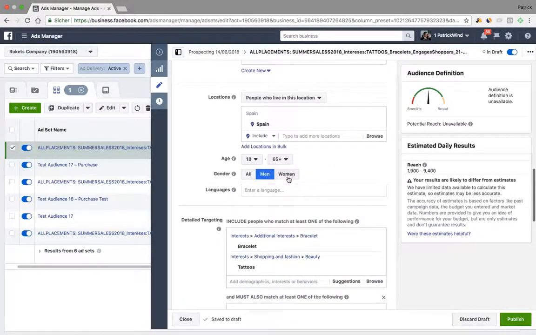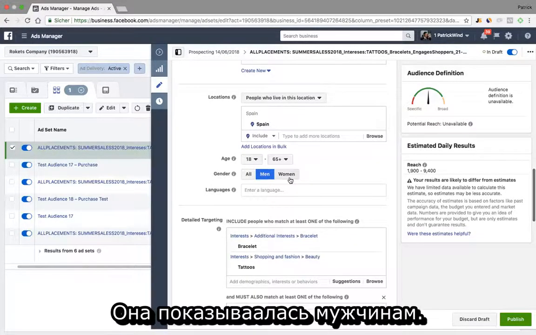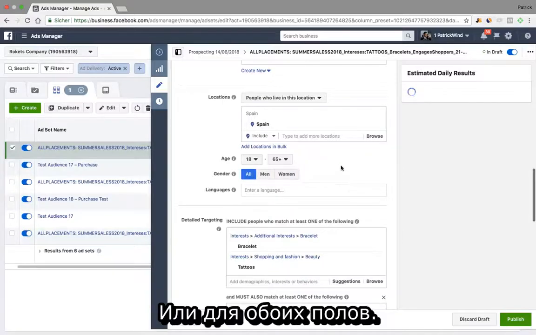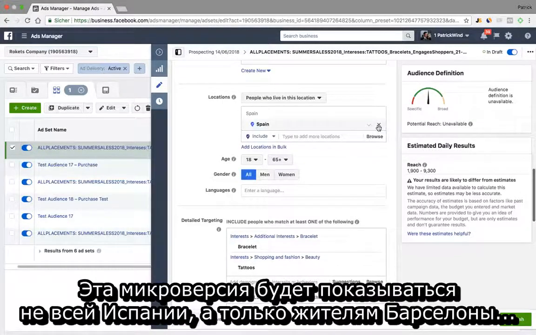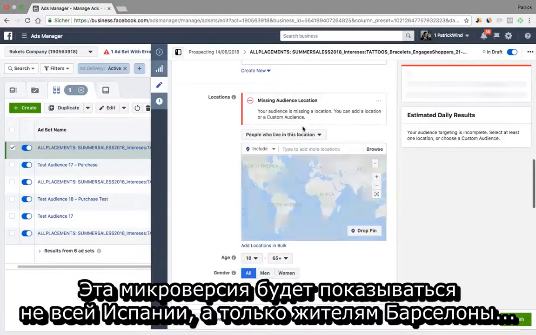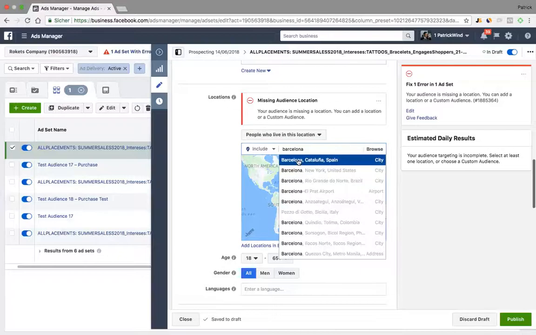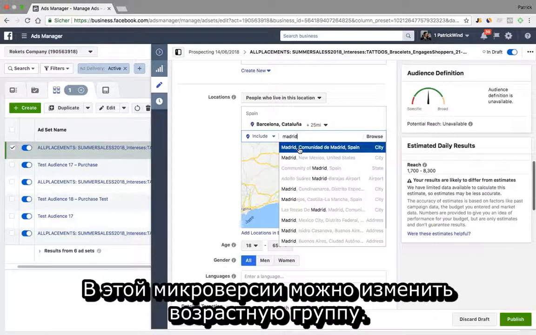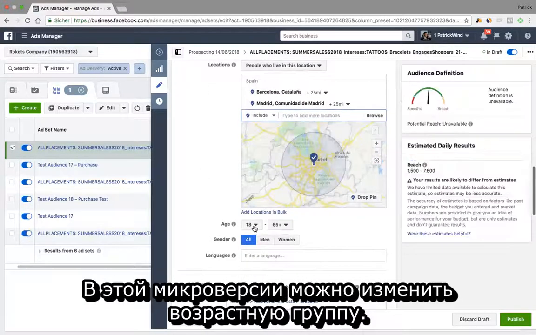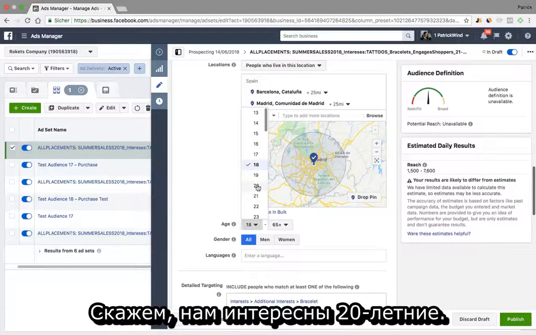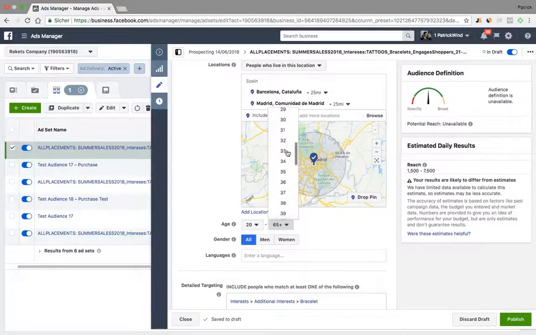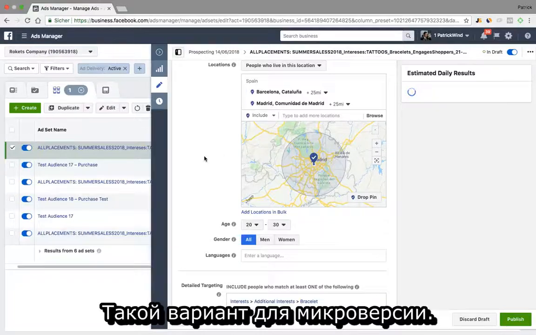Another micro variation is, now we have only shown it to men, we could also show it only to women or to both genders. Another micro variation would be to show it, instead of full Spain, just to people in Barcelona and Madrid, for example, so just the capital cities. This would be a micro variation. Another micro variation would be to change the age. Let's say I'm interested in only people in their 20s. So that would be an option for a micro variation.